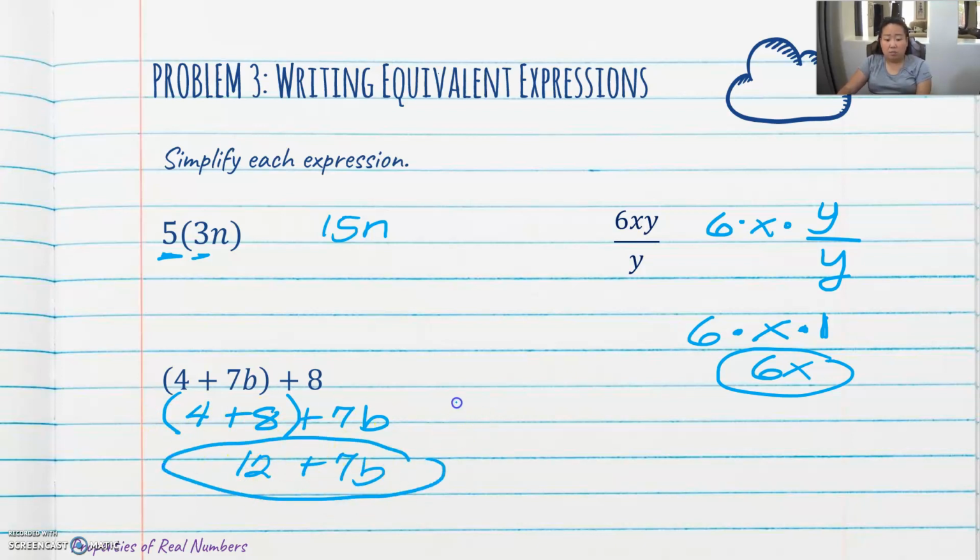Okay, now I think I forgot to explain why this became 15. In this case, you can change the grouping. So instead of 3n being inside, it's going to be 5 times 3 together with n. And so now that's why we got 15n. All right.